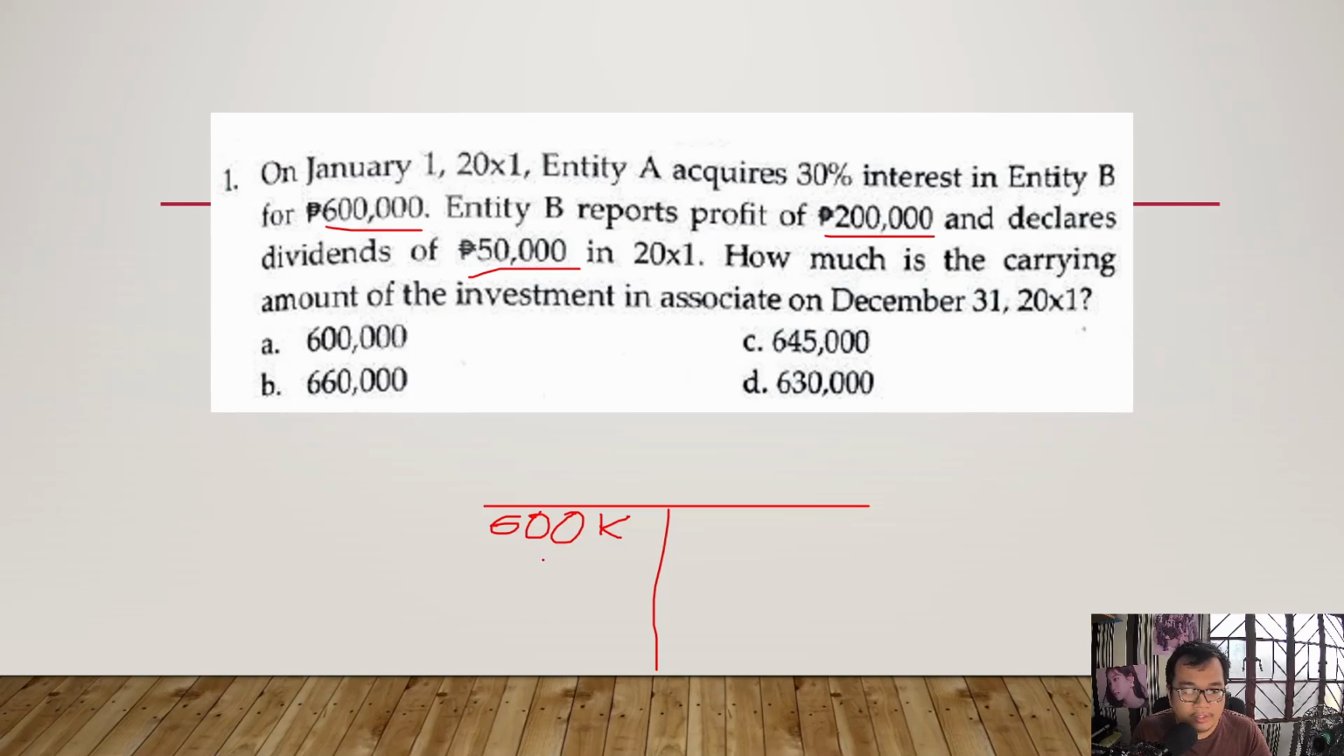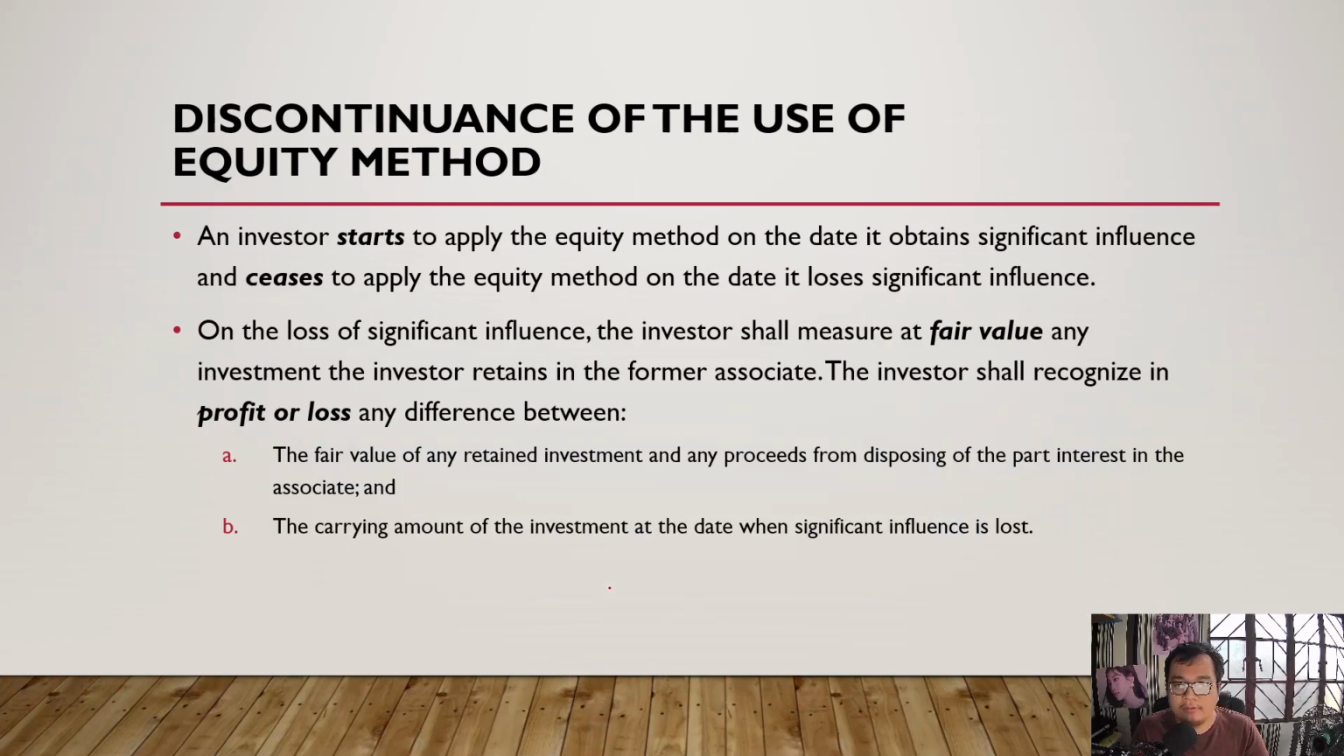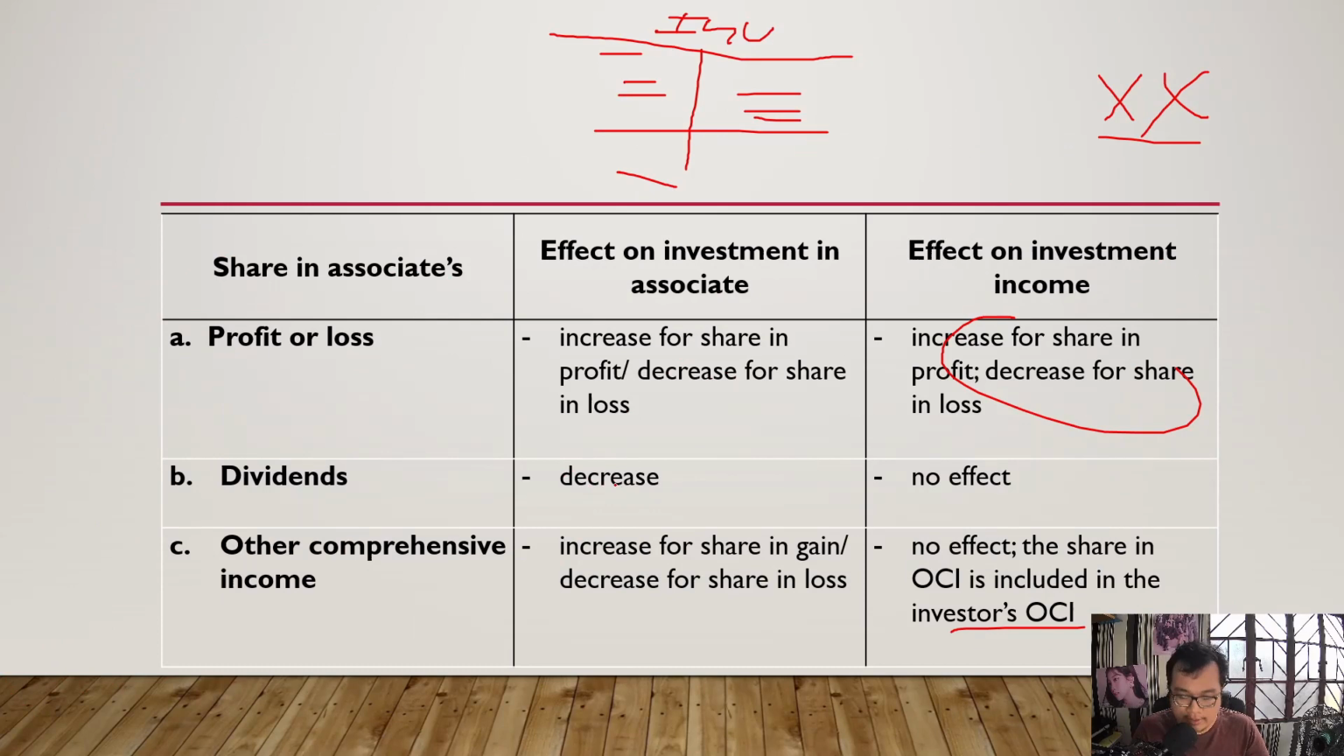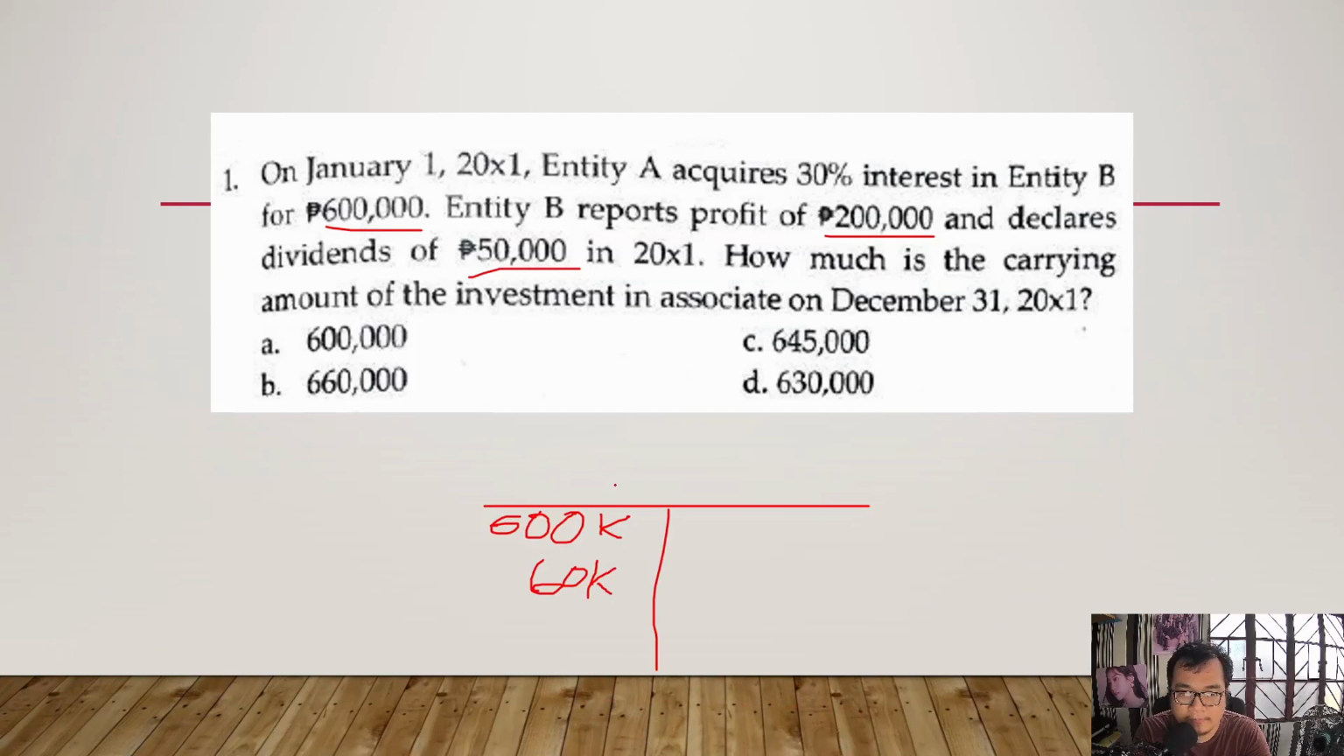Then, di ba sabi natin, balikan natin to. Ang profit increase, dividends decrease. So, ang dividends is 50K times 30%, 15.